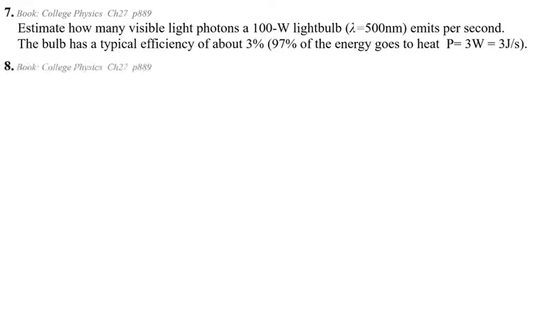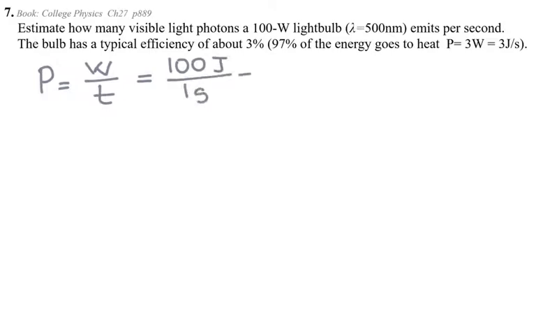So I have the power is equal to work per time, and here I have 100 joules per 1 second, which gives me 100 watts. So that means the work that can be produced by the bulb is 100 joules per second. So that is the work or energy.